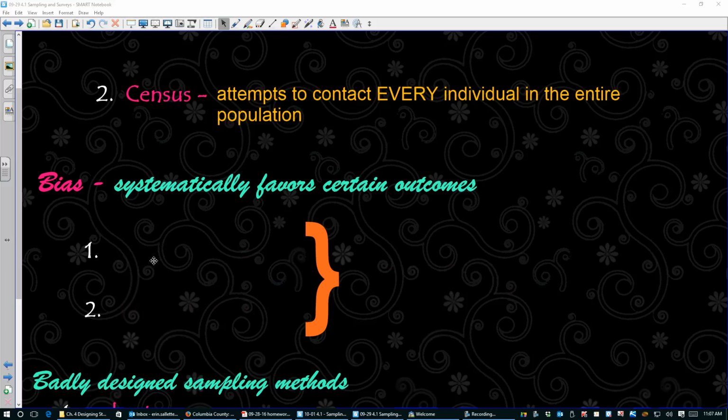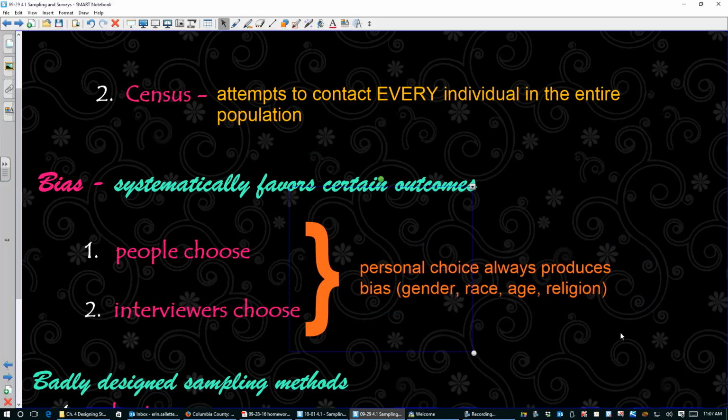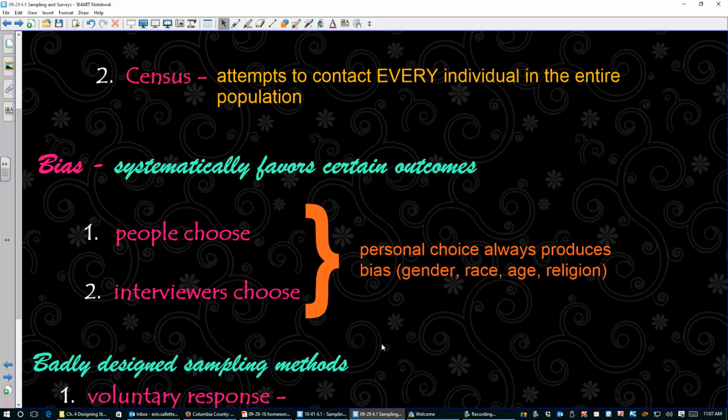So there are two ways that we experience bias in our studies: when people choose whether or not they participate, and when interviewers choose whether or not people participate. And those things are personal choice. So therefore, it will always produce bias. If it is not random as to who is selected, and if it is not mandatory that those randomly selected individuals participate, then you will have bias. It has to be random.